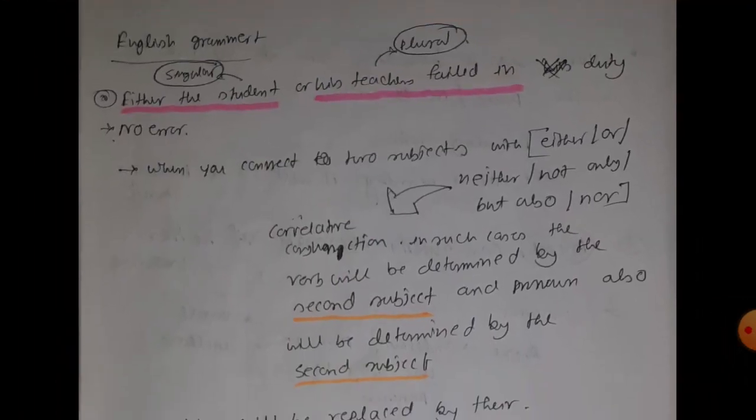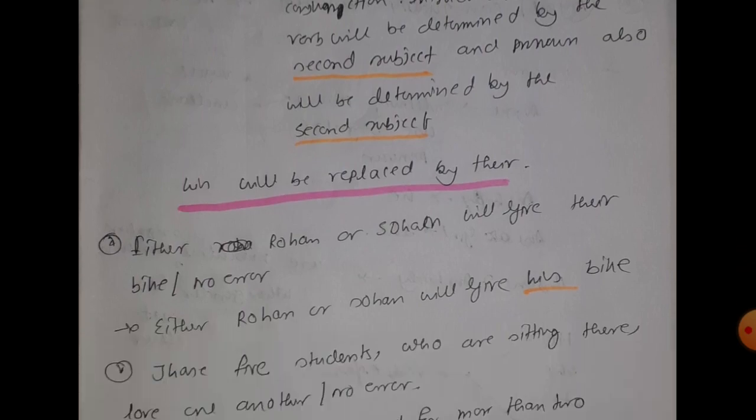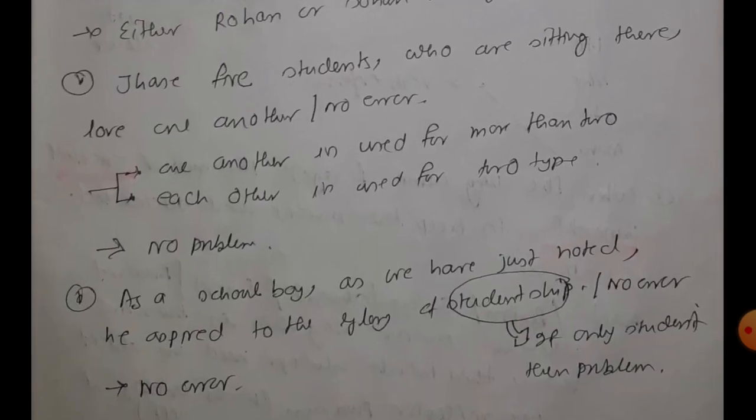That is our first learning from this English grammar video lecture series. You have to remember that when we are using either-or, neither-nor, not only-but also to join two subjects, we have to focus on the second subject to determine the pronoun and the verb. Okay, now let's learn something new.